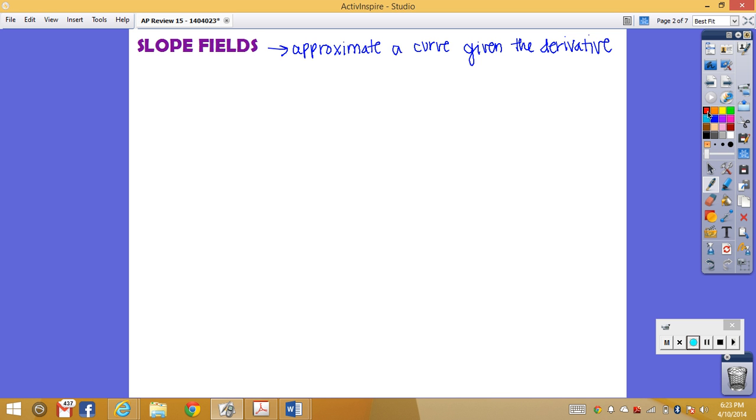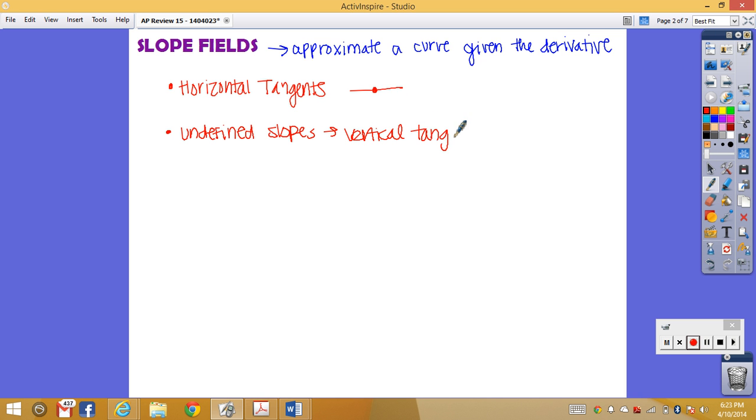Just keep in mind on the AP test, if you're asked to do a slope field, you'll probably be asked to do 12 points. Just be really careful. Given those 12 points, make sure you check where the slopes are 0, which are your horizontal tangents, and make sure that you have them be horizontal. The other one that you have to be careful about are undefined slopes, which can also be considered sometimes vertical tangents. What I don't want you to do is actually draw a tangent line when the slope is undefined, okay? So just leave those blank.